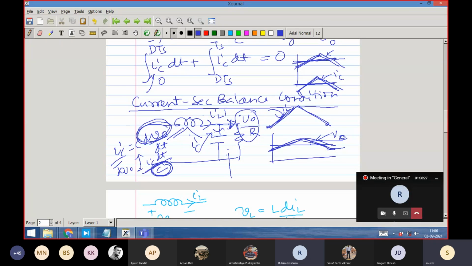So one more thing. The current-second balance can be proved from the plot, right? The IC plot, if you see. Yes, it can be proved. You are absolutely right. You are getting the idea.